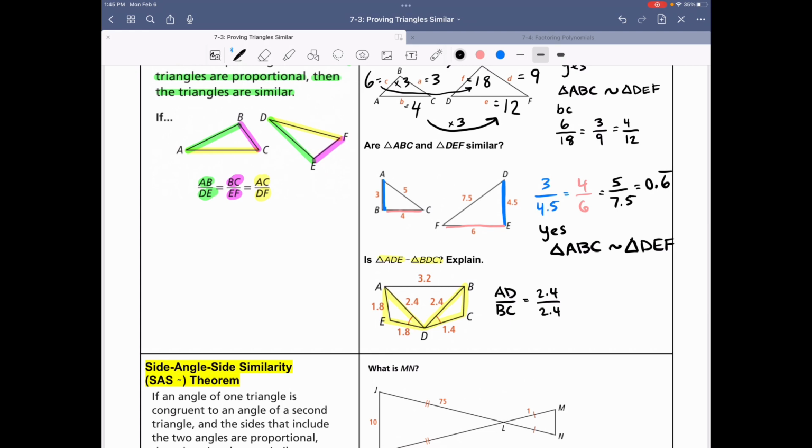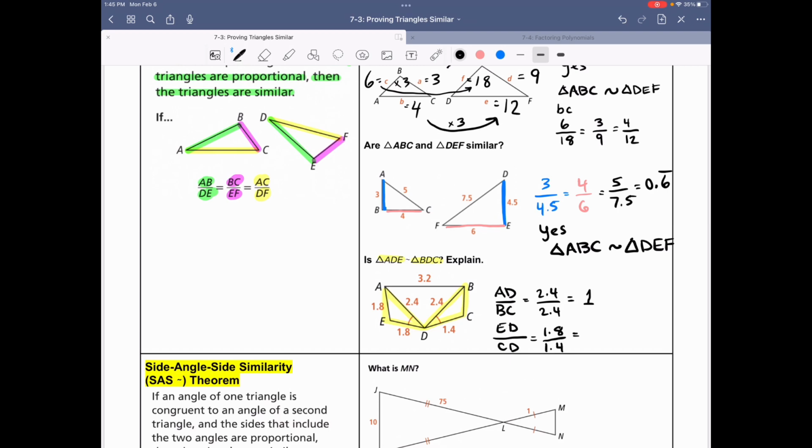Then we have E to D, and we have C to D. E to D is 1.8. C to D is 1.4. Well, if you were to just divide these, you would see that the first one equals 1. And the second one, I need my calculator for that.